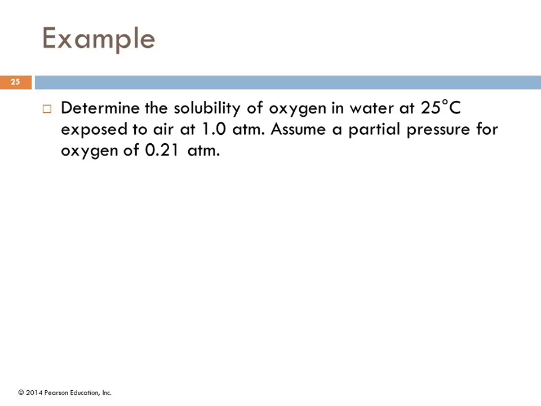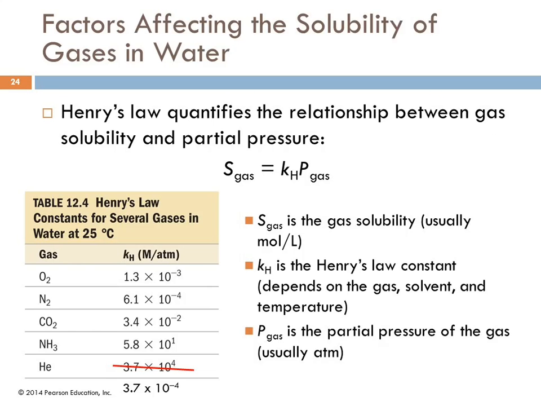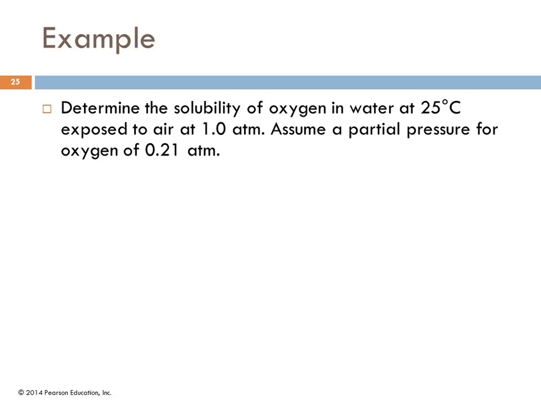So determine the solubility of oxygen in water at 25 degrees Celsius exposed to air at 1.0 atmospheres. Assume a partial pressure for oxygen of 0.21 atmospheres. We're going to need the Henry's law constant, so let's go back. Oxygen, right? 1.3 times 10 to the minus third. So KH equals... Is that right?